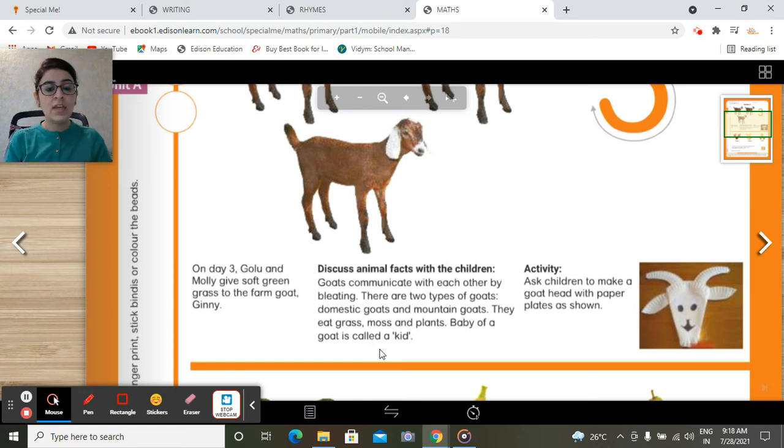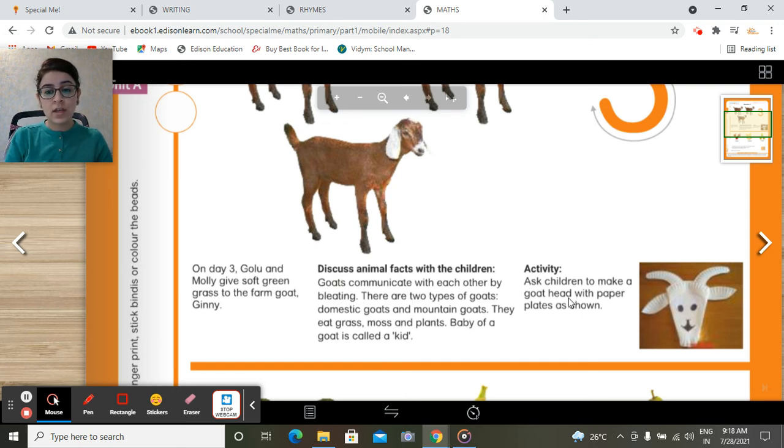Okay. Baby of a goat is called kid. First day we learned baby of the cow is called calf. Then we learned baby of dog is called puppy. And today we got to know baby of goat is called kid.